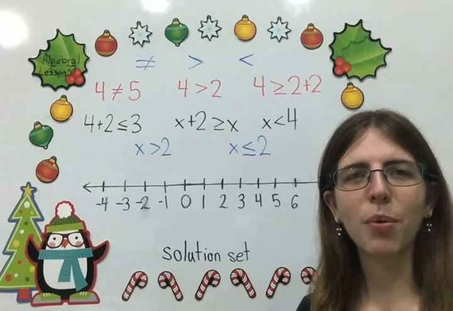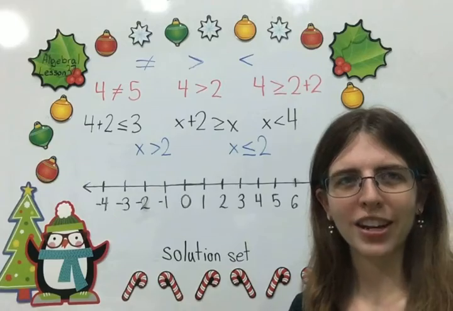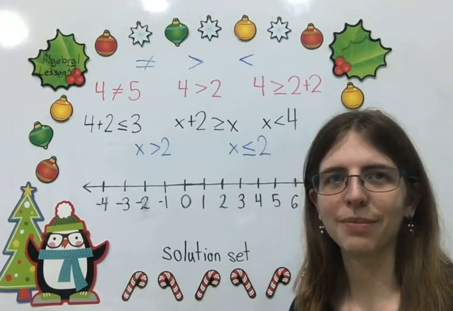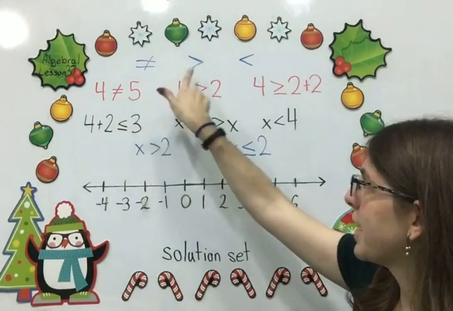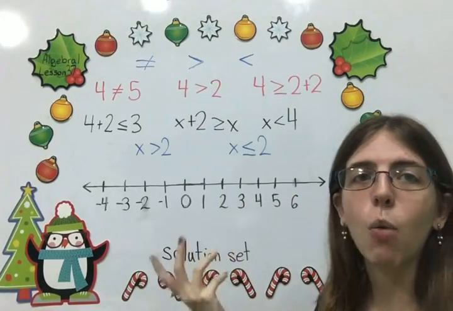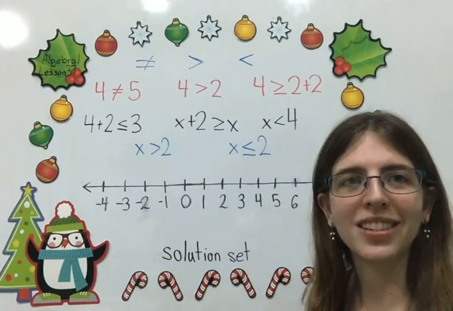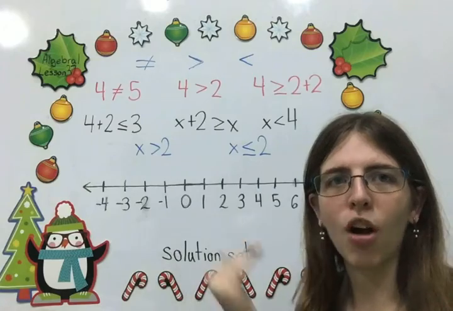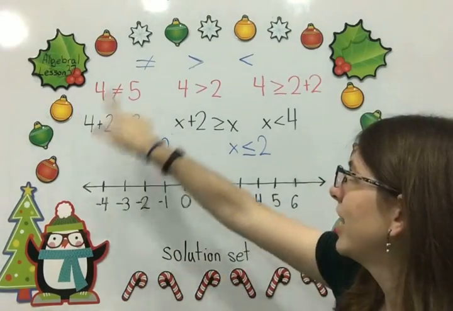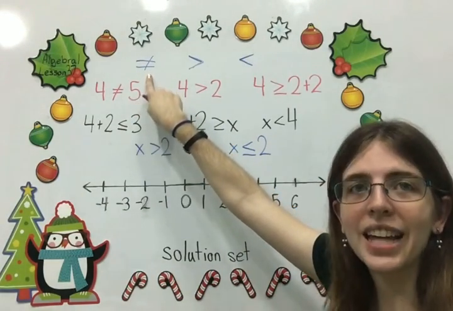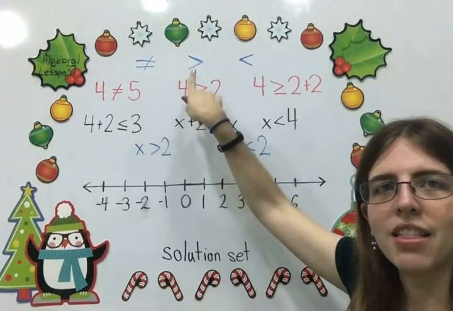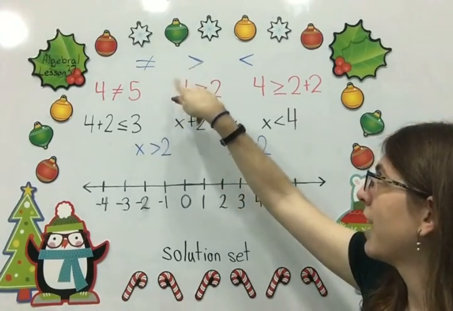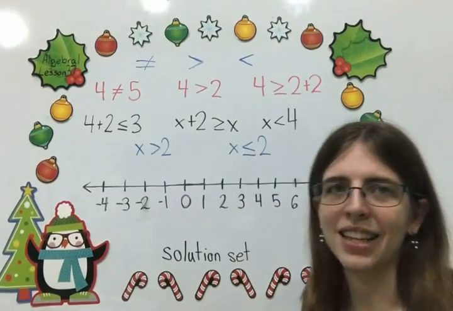Welcome to Algebra 1, Lesson 37. We're talking about graphing inequalities. These three symbols up here are symbols of inequality. That means that the equations they show are not equal on both of the sides. This particular symbol means is not equal to. This symbol is greater than, and this symbol is less than.